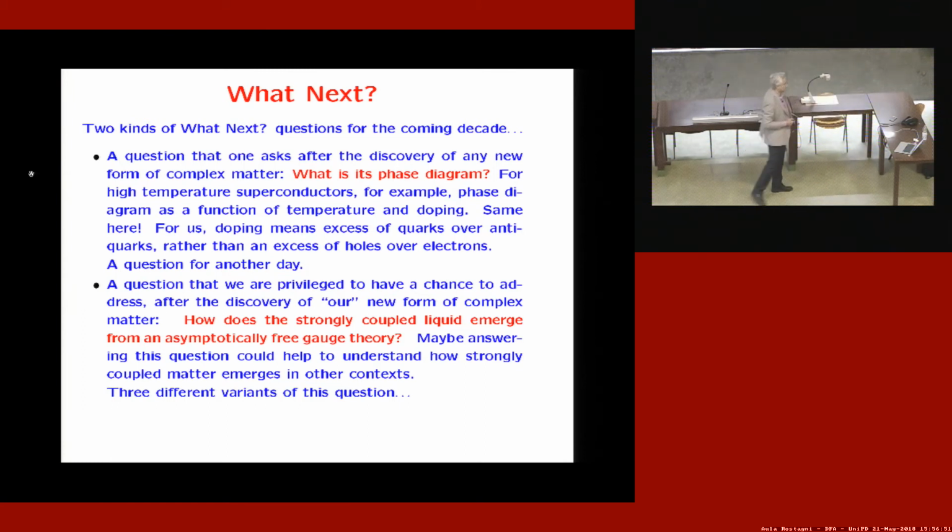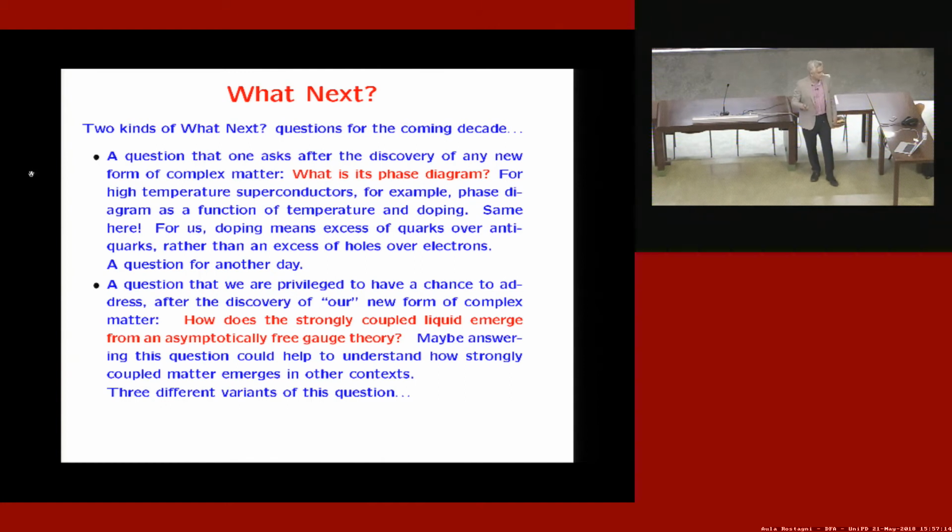The first is, what is the phase diagram of this stuff? In condensed matter physics, you map a phase diagram out as a function of temperature and doping. Doping in condensed matter physics means excess of electrons over holes or holes over electrons. We're going to do the same thing, except for us, it'll be an excess of quarks over antiquarks.